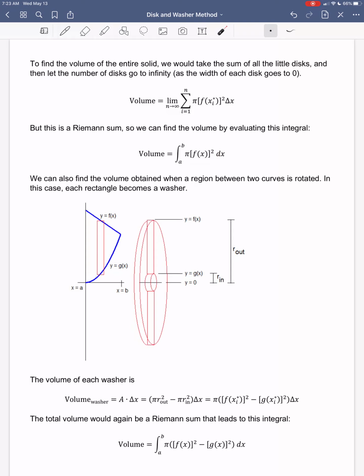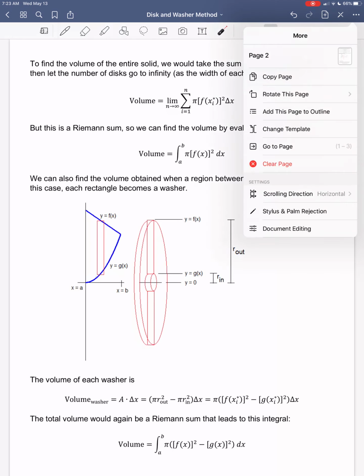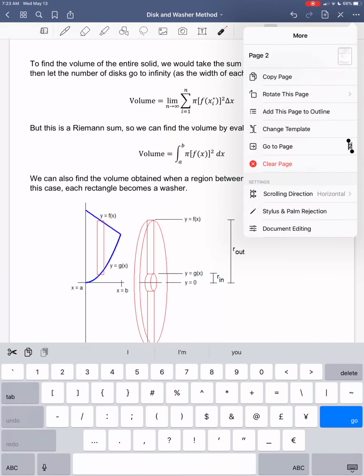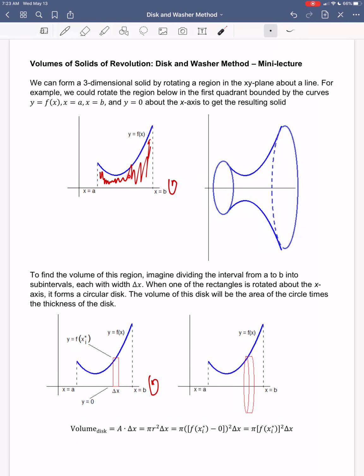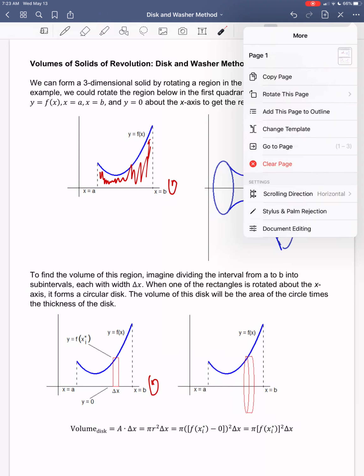That, of course, is a region that's just snug up against the x-axis. If we go back and look at that here, that formula really only applies when we have this type of situation where one end of the rectangle is on the x-axis, the other end of the rectangle is on a function, and that's what I'm rotating. So if I have this exact kind of region, then that formula is exactly what we're going to want.